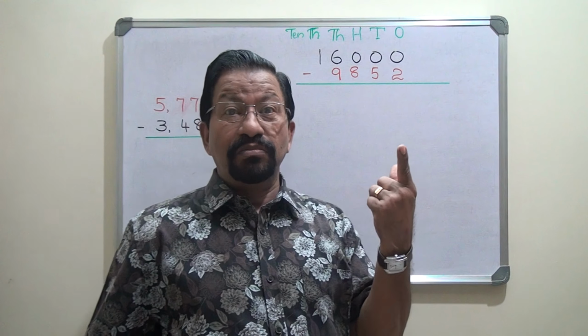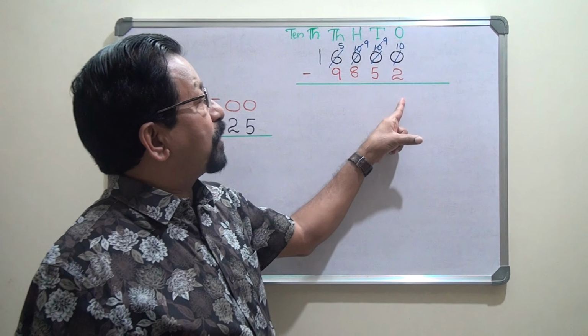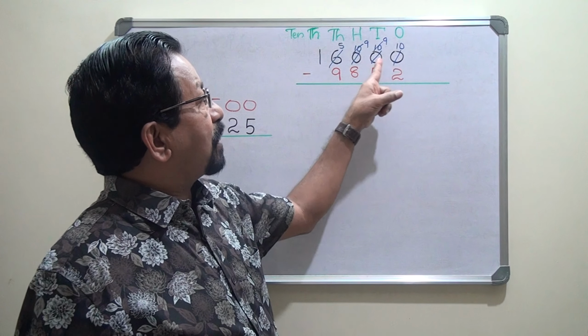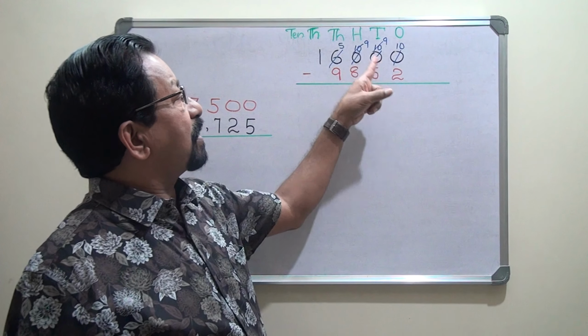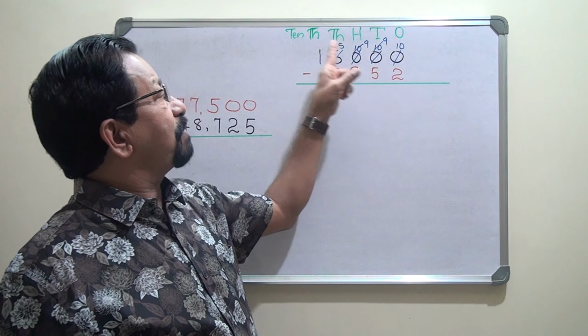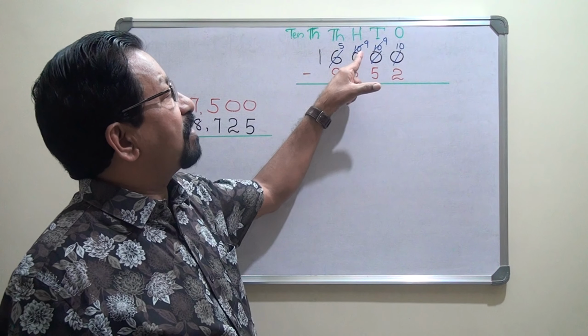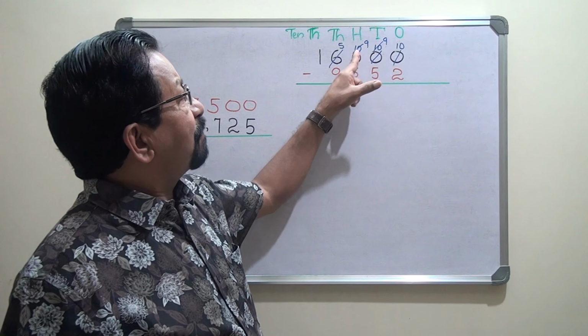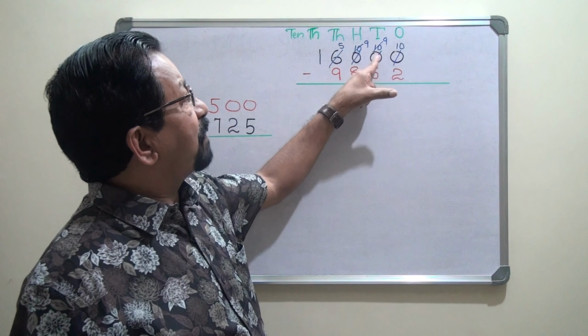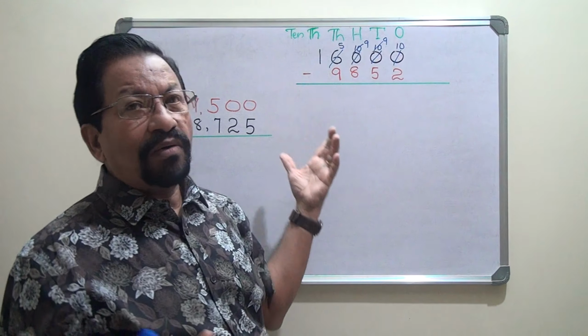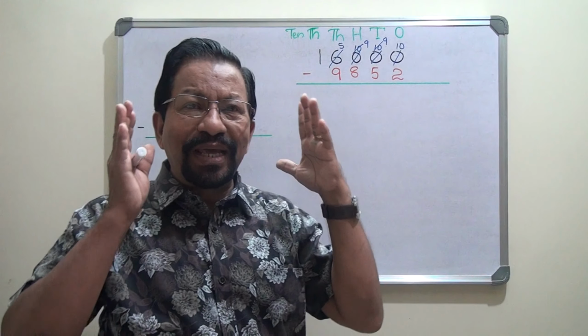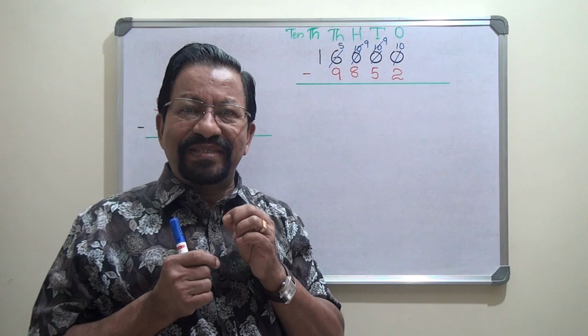So how does it happen? This question is 16,000 minus 9,852. In the ones place, 0 minus 2 cannot be subtracted, so you come to the next house, where also there is nothing, then the next house, also 0, and you come to this place. Then we cut the 6 and write 5 here, and here you write 10. Why? From here you take 1, here it becomes 10, and from that 10 you take 1, making 9. How did it happen? What is the reason? You should have a clear idea. I will tell you the reason.